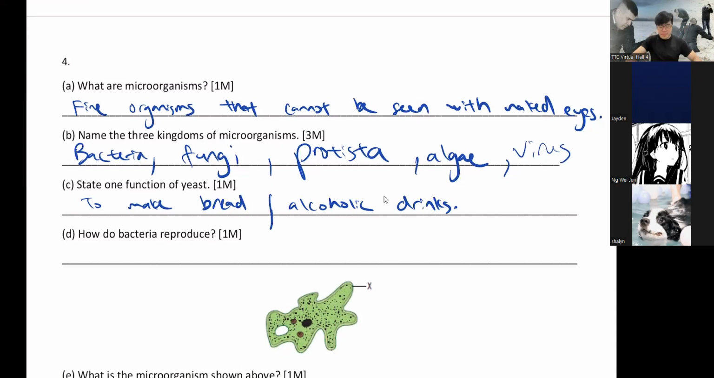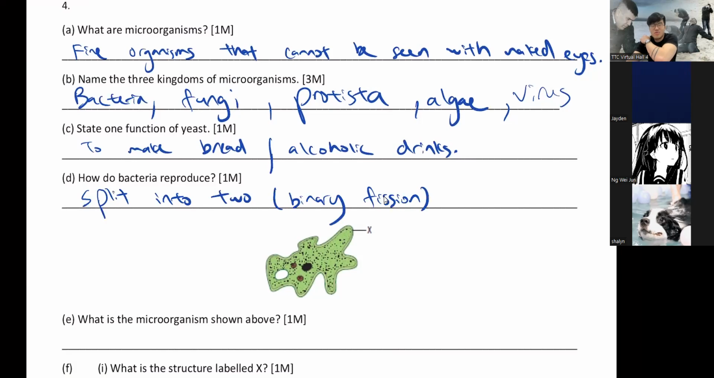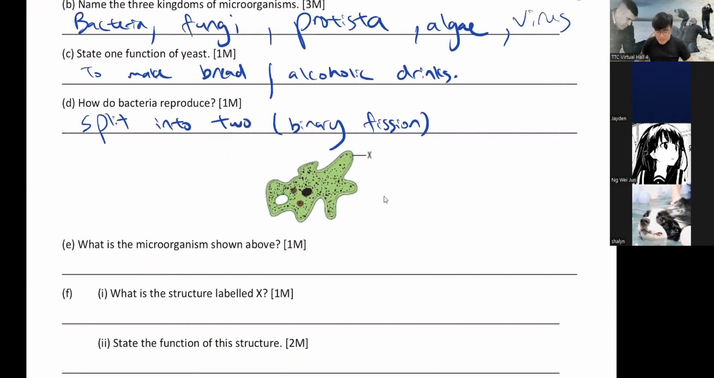Okay, so anyway, next, D. How do bacteria reproduce? They will split into 2. This process is what we call binary fission. You want to learn this, it's okay. You don't want to learn this, it's fine. Bacteria will just split into 2. And that process has a very fancy name. It's called binary fission. That means it splits into 2.